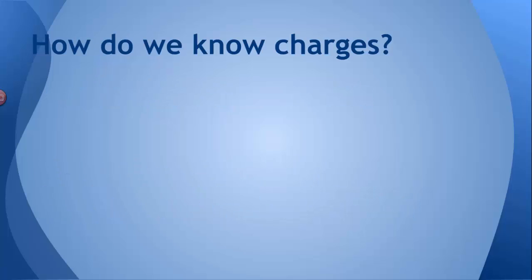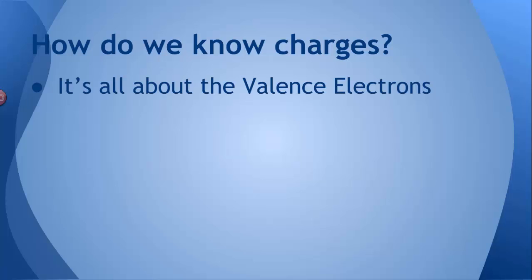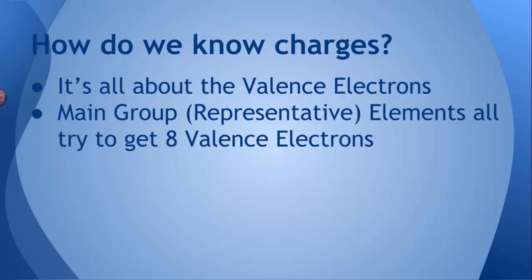Okay? So, how do we know what charges an atom will have? Is it going to gain? Is it going to lose? Well, we know if it's a metal it'll lose, if it's a nonmetal it'll gain, but how do we know how many electrons it will lose or gain? It's all about the valence electrons, and this is why we had to learn about valence electrons first. See, the thing is, all of the main group elements, the representative elements, not the transition metals, the main groups, all of them are trying to get 8 valence electrons.